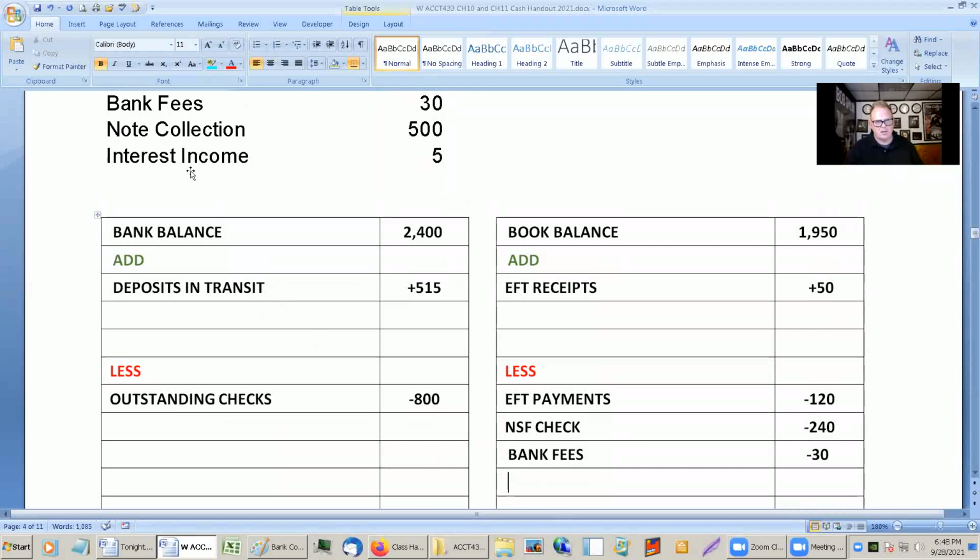And note collection is kind of an odd one. I don't know if it happens that often, but in bank reconciliations on the CPA exam, they assume it happens all the time. So we are going to too. A note is similar to a post-dated check. So a note is a legal document. A note is like you have a check that you write the amount and you sign it. Same thing. That's what a note is.